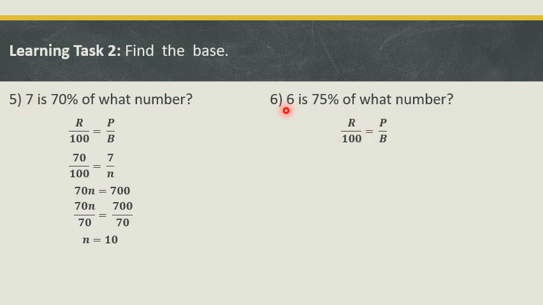Then, for number 6, we have 6 is 75% of what number? So, apply natin general formula by substitution. So, yung R natin is 75. Ang P natin is 6. Ang nawawala is yung ating base. Then, apply yung cross multiply. 75 times n is 75n. 100 times 6 is 600. Then, divide both sides by 75. So, ang magiging answer natin is 8. Kasi 600 divided by 75 is 8. So, 75% of 8 is 6.